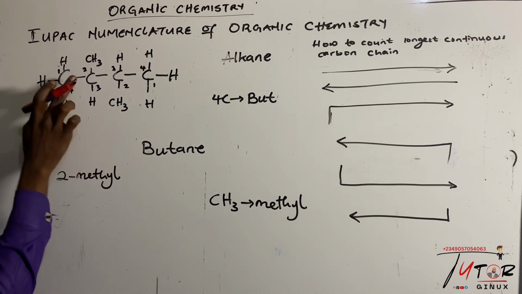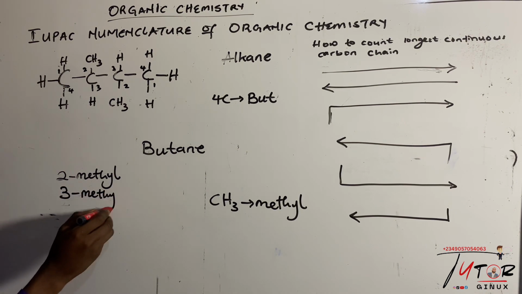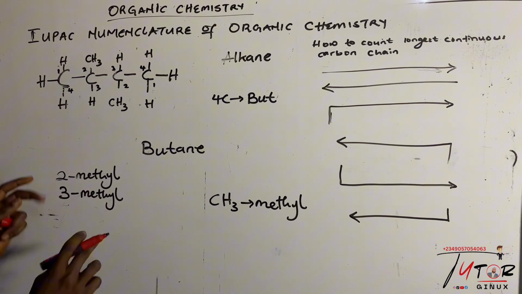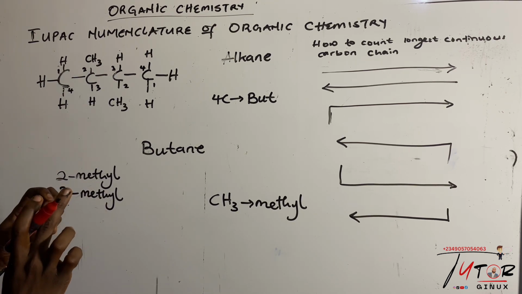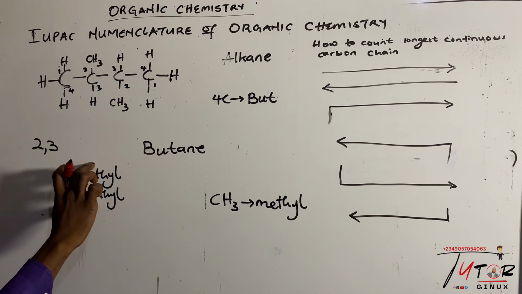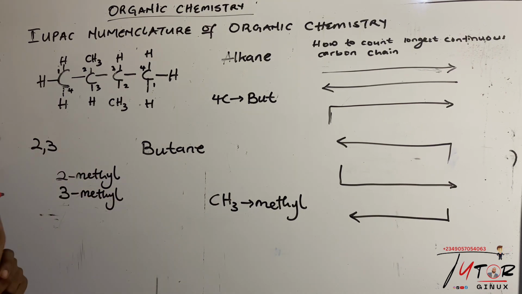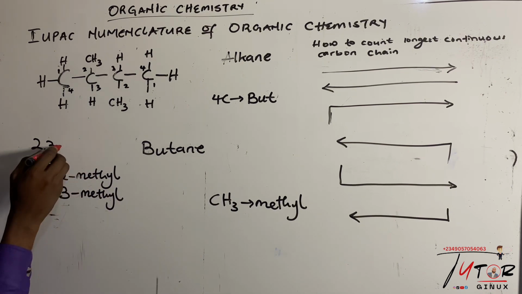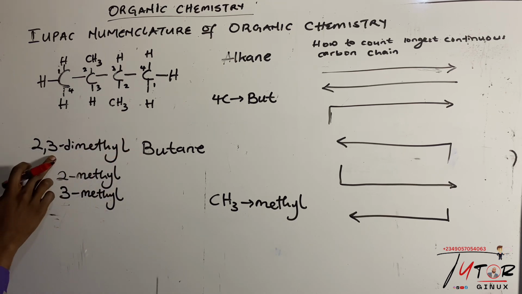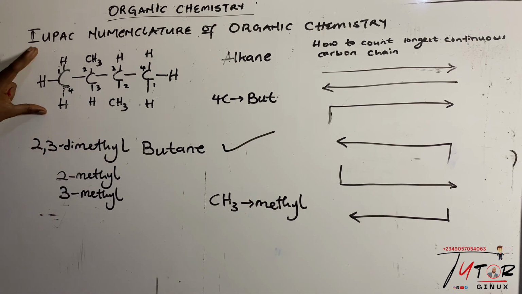Then the second methyl, where is it located? On the third carbon. That is 3-methyl. Are you following? 2-methyl, 3-methyl. Now let's join it together. That would be 2, 3. The methyl is 2. That would be dimethyl. 2, 3-dimethylbutane. And this is the correct naming for this organic compound.